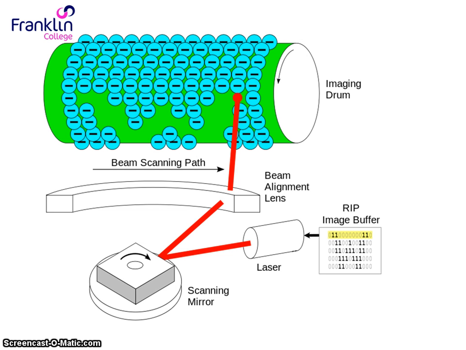Here is the diagram that represents the insides of a printer then, a laser printer. Now, the first thing that happens is the imaging drum, which is represented here, is coated in a negative charge. So we can see all these blue circles with negative signs in the middle. This represents the negative charge.